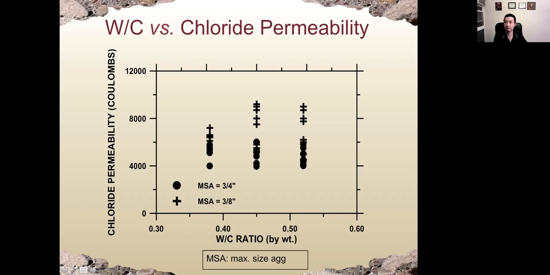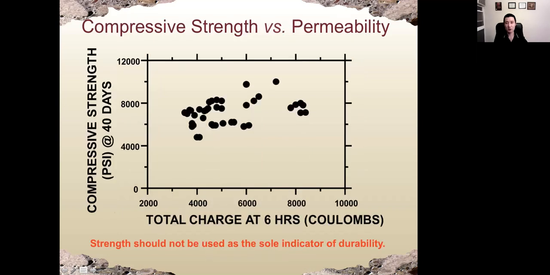And here shows how the strength and permeability are correlated to each other. Here shows compressive strength on the y-axis, and here shows the total charge after 6 hours, which is a measurement of permeability. We can see there's no clear correlation between the strength and permeability. In other words, a stronger concrete does not necessarily mean the permeability of concrete is also lower.